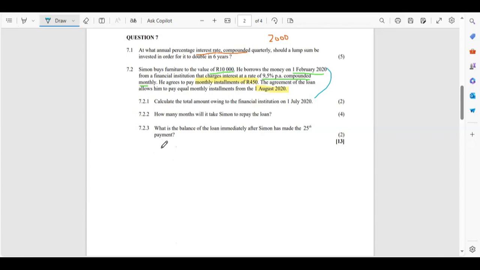Now we would make use of our compound interest formula. A is equal to P(1 + i)^n. Now we're calculating A, the total amount owing to the financial institution. The present value, which is the amount he borrowed, is 10,000. So this is 1 plus my interest rate of 9.5%. So I'll say correct 9.5. Now this 9.5% is compounded monthly, hence I'm going to divide it by 12.